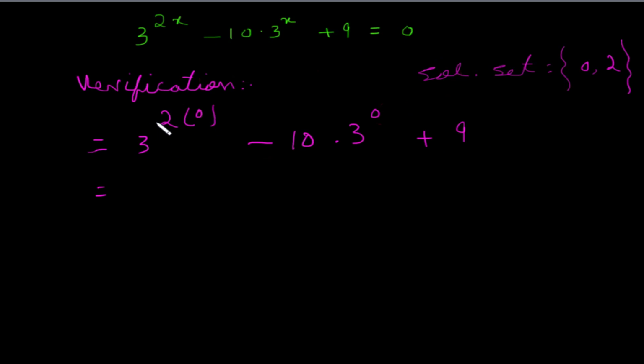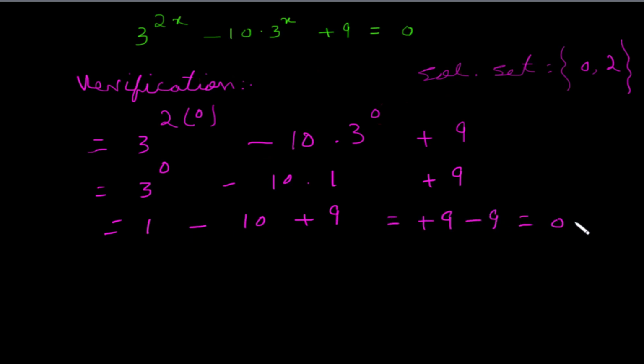Anything multiplied by 0 gives 0, and anything having power 0 is equal to 1. So 1 minus 10 times 1, which is 10, plus 9. As I told you, anything having power 0 is equal to 1. So 1 minus 10 gives minus 9, plus 9 gives 0. So yes, it satisfies this equation.